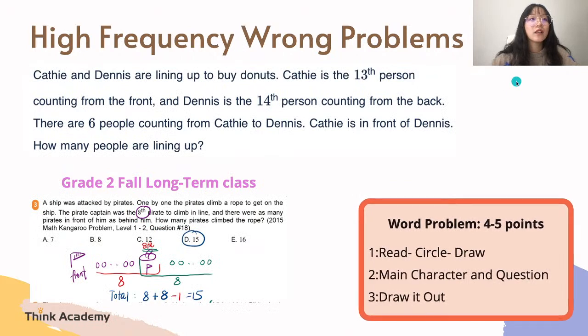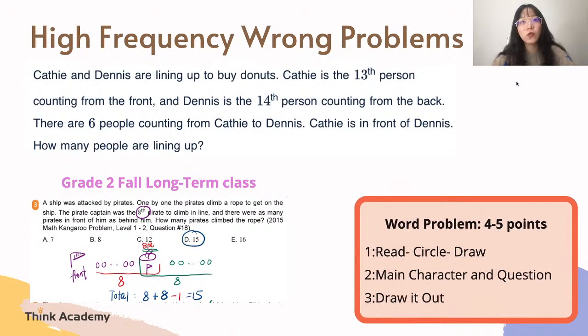Okay, and I want to emphasize the following two high-frequency wrong problems that showed up in the mock test. First is the word problem. So here is the word problem that's in the mock test, and in the real exam, word problems are often emphasized in the 4-point and 5-point questions. So here, this is a typical lineup problem that we're talking about. Cassie and Dennis are lining up to buy donuts. Cassie is the 13th person counting from the front, and Dennis is the 14th person counting from the back. There are 6 people counting from Cassie to Dennis. Cassie is in front of Dennis. How many people are lining up?